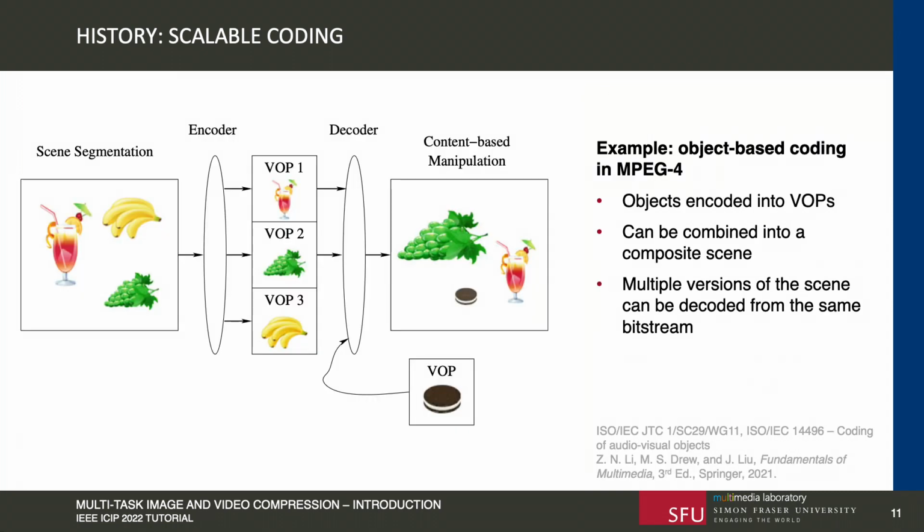Another example of scalable video coding is object-based coding in MPEG-4. Here, it is assumed that the scene is segmented into multiple video objects, and each object is encoded into its own video object plane. At the decoder, these video object planes can be decoded and composited to create a composite scene. Since there are many combinations in which these objects can be combined, we see that multiple versions of the input scene can be decoded from the same bitstream. So this also represents a multitask coding system.